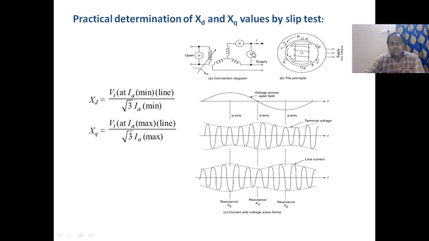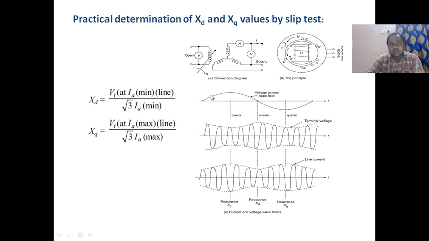The voltmeter also gives minimum to maximum, maximum to minimum. Based on those values, we find the Xd and Xq values. Xd is equal to Vt by root 3 times Ia. Xq is equal to Vt by root 3 Ia maximum. So from the test, we find the direct axis reactance and quadrature axis reactance.